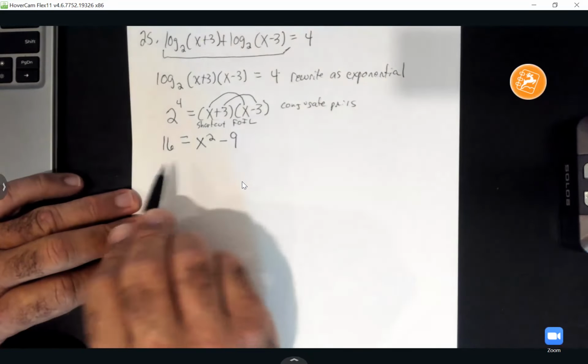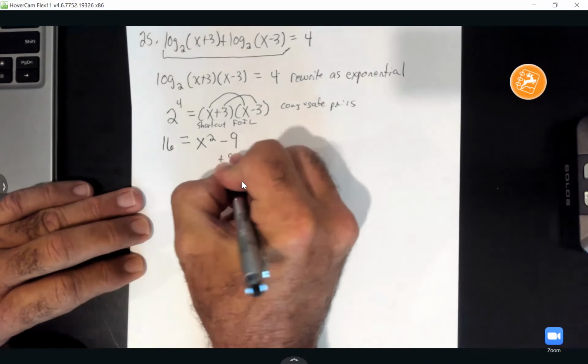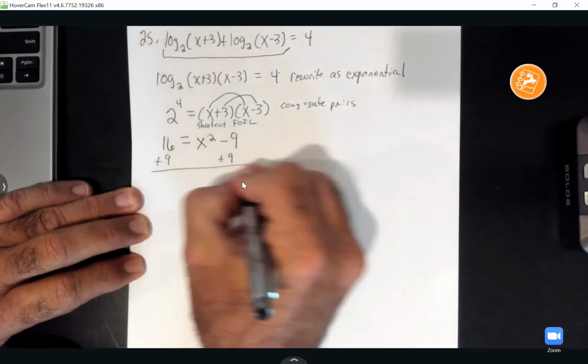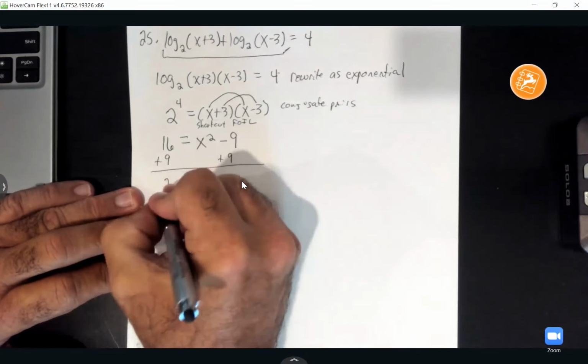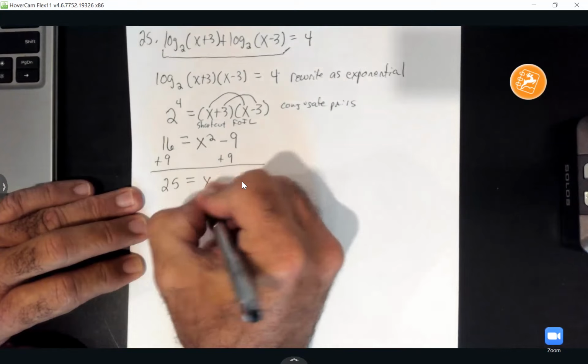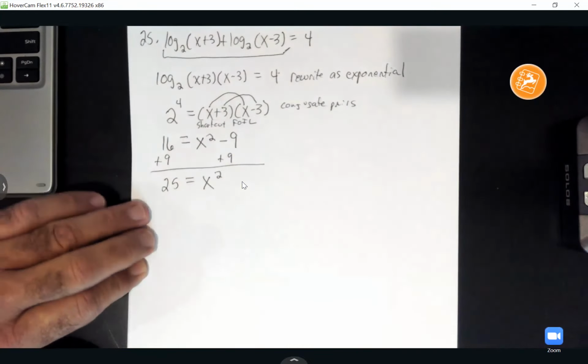Now, here's what's nice on this one. I'm going to add 9 to both sides so that I get a 25 over here equals my X squared.